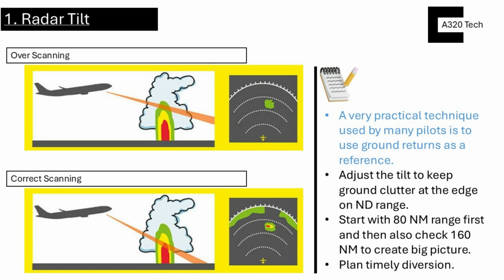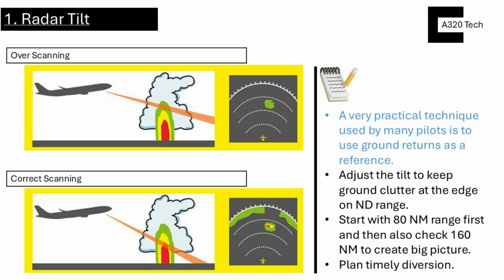A very practical technique used by many pilots is to use ground returns as a reference. Select an ND range of around 80 miles. Then slowly adjust the tilt downward until you begin to see ground returns at the far edge of the display. Now increase the tilt slightly until the ground returns just disappear. At this point, the radar beam is just touching the ground at the selected range. This means the radar is scanning the most useful part of the atmosphere ahead of the aircraft.